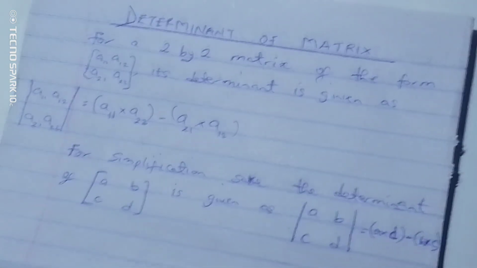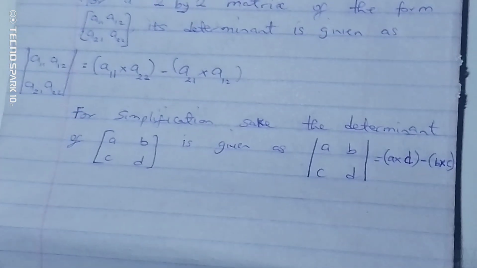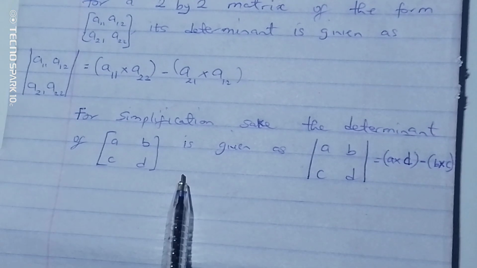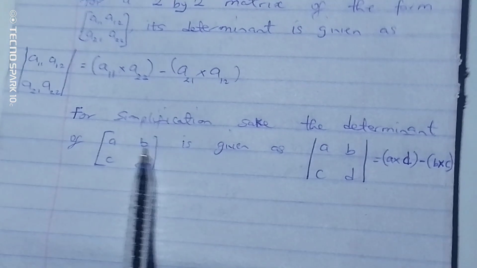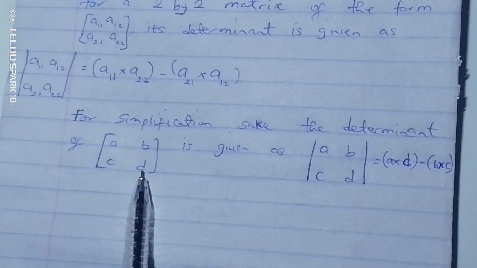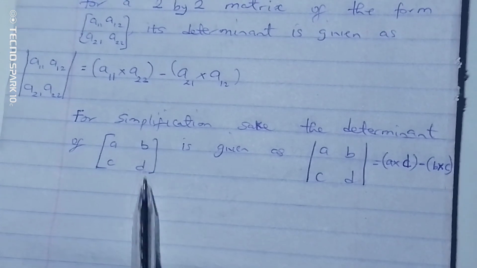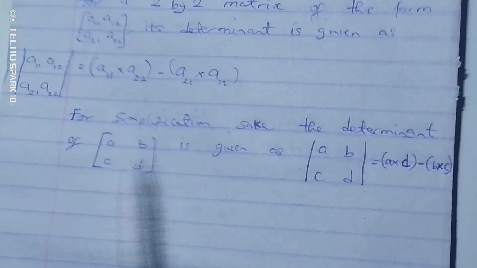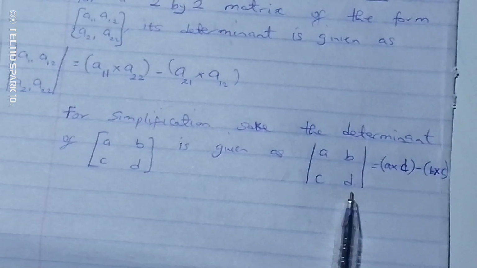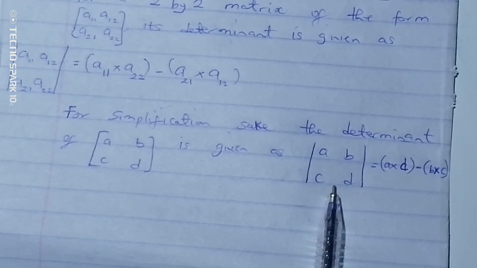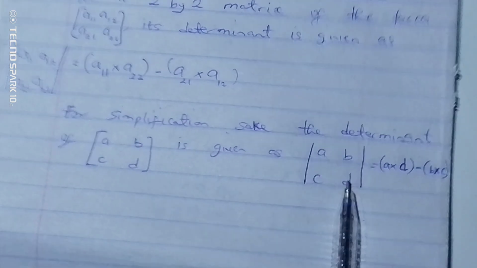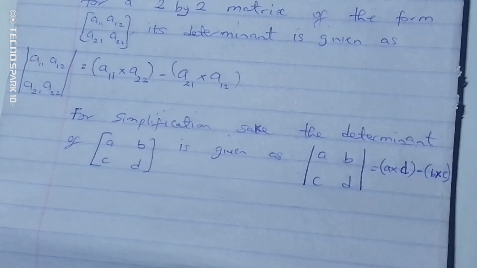So I brought it down in a simpler form. I said for a matrix A, B, C, D, instead of using A11, A12, A21, A22 here, I make use of different letters A, B, C, D. So when you have to find the determinant, you see I change the symbol here. This is the symbol for determinant. This indicates that you're already solving determinant. So you just say A times D minus B times C. So that's how to go about it.